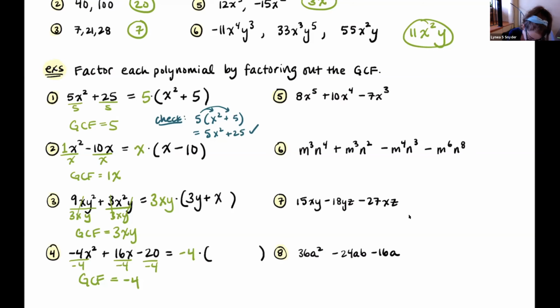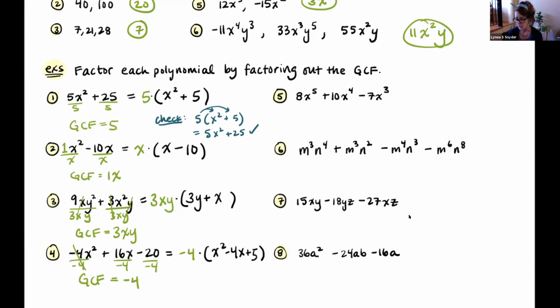Okay, so -4x squared divided by -4 just gives you x squared. We've got plus 16x divided by -4. So that'll turn into minus 4x. Then we've got -20 over -4, and so that'll give us plus 5. And so there we go.